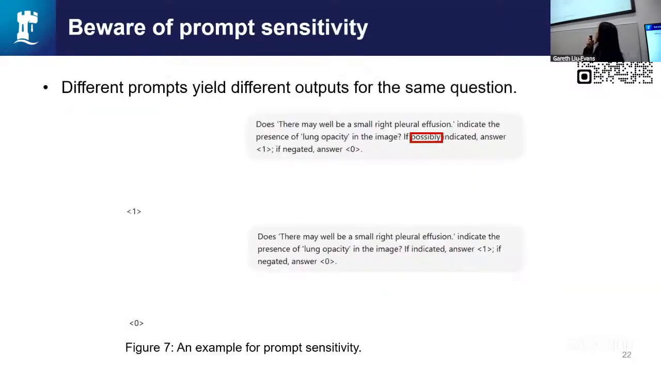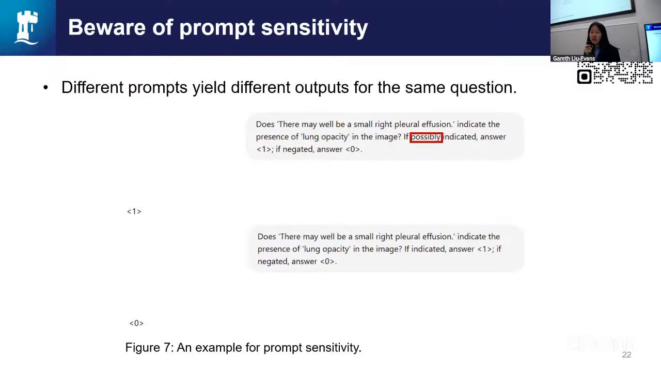But although it has advantages, we also need to be aware of the prompt sensitivity of large models. Firstly, different prompts may yield different outputs for the same questions. I'll give you an example. I tested on ChatGPT, and I asked it a medical problem: does this sentence indicate the presence of a disease? If possible, answer 1. If negative, answer 0. And it gave me 1.